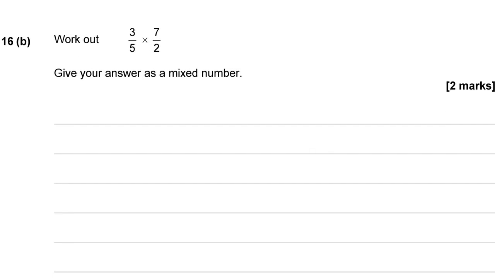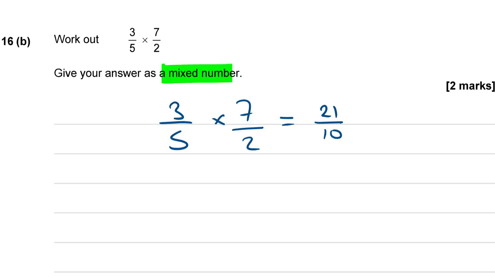Next, we've got some fraction multiplication. I've got 3 fifths times 7 over 2. There's no common factors top and bottom, so I'm just going to multiply top with top, bottom with bottom. 3 times 7 is 21, and 5 times 2 is 10. Now, that's what we call an improper or top-heavy fraction. Here it says, though, give your answer as a mixed number. So I need to then rearrange this and think about how many 10s fit into 21. 10 goes into 21 twice, remainder 1. So it's 2 and 1 tenth is our final answer.